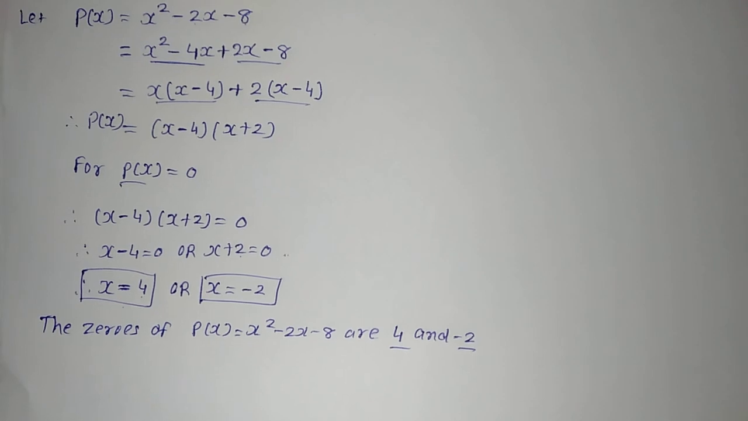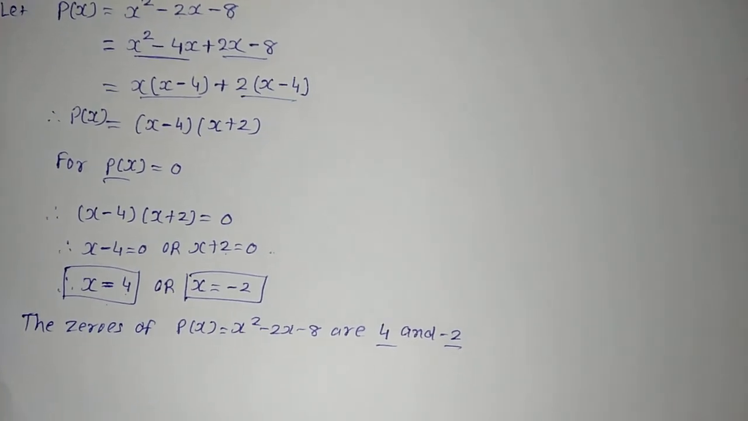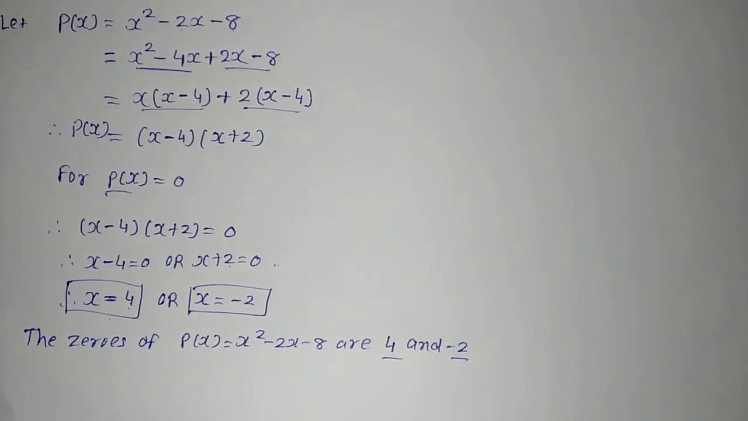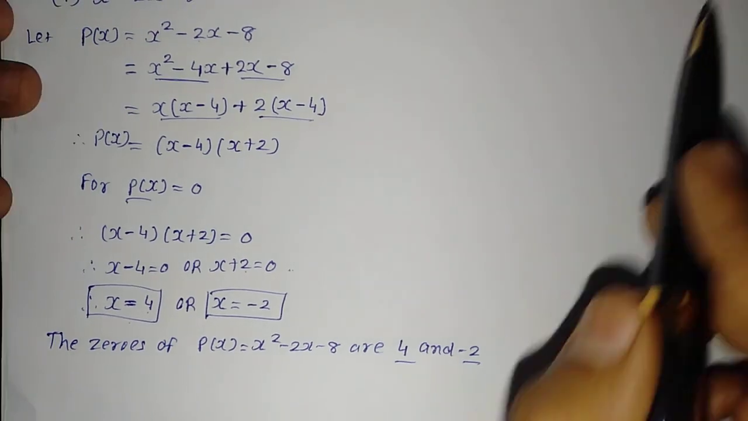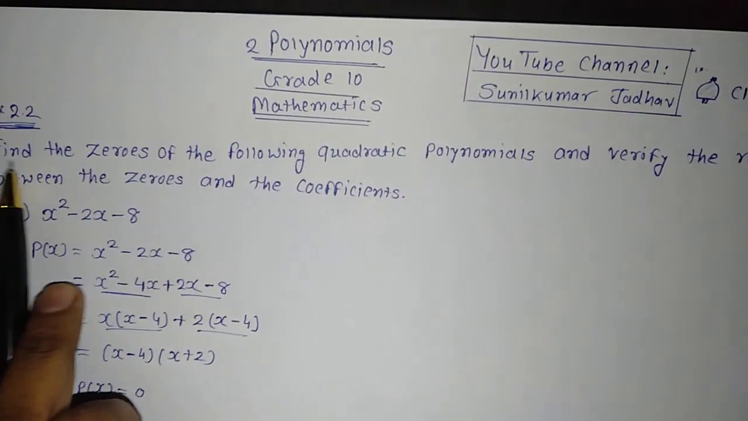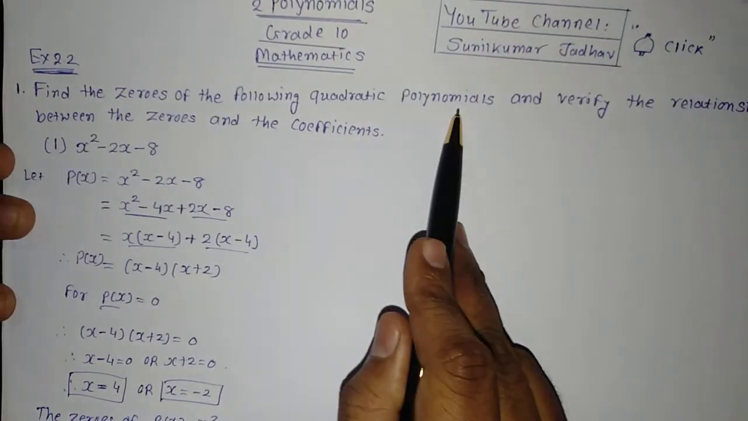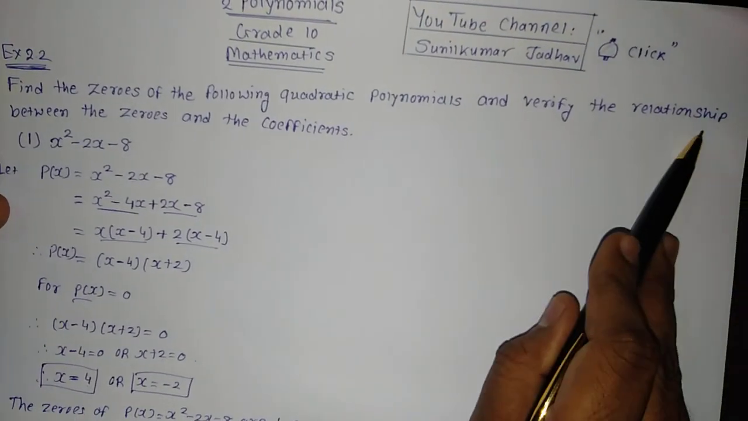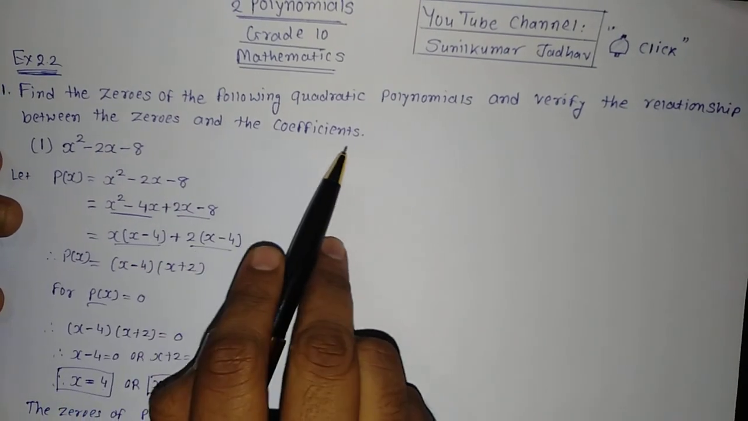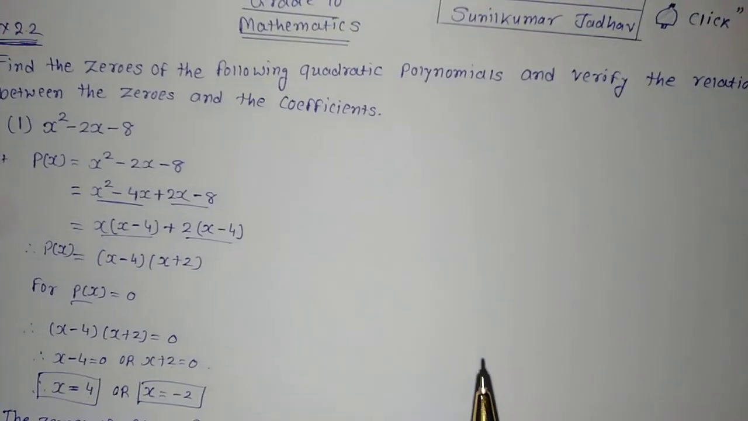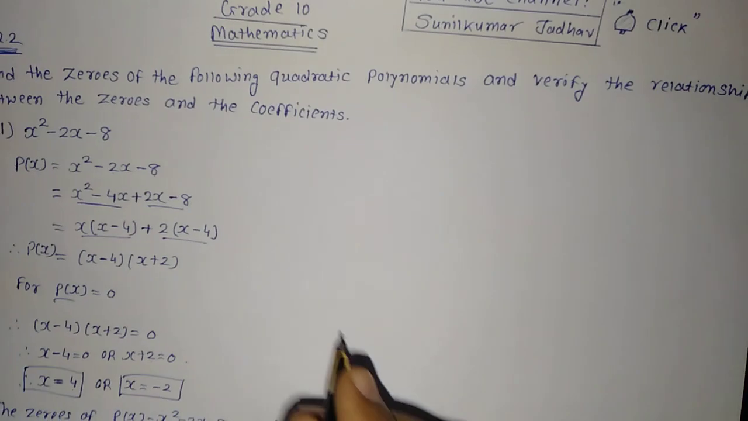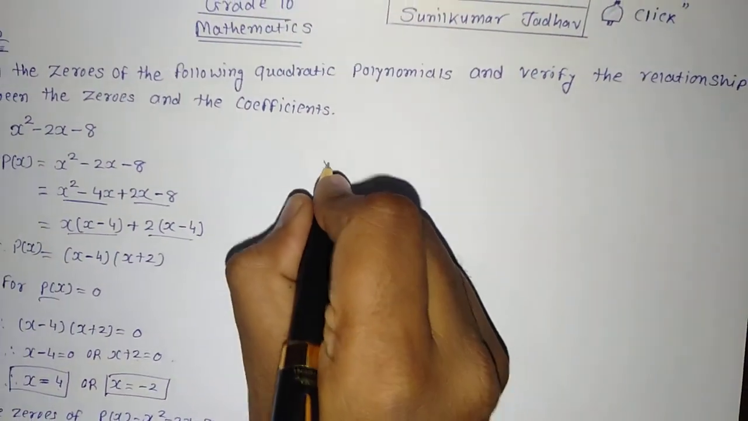Now from the formula as well as from the sum of the zeros, we'll try to find out and verify, because here you can see the question: find the zeros of the following quadratic polynomial. We have found two zeros, 4 and minus 2, and now verify the relationship between the zeros and the coefficients. Let us begin with the formula.